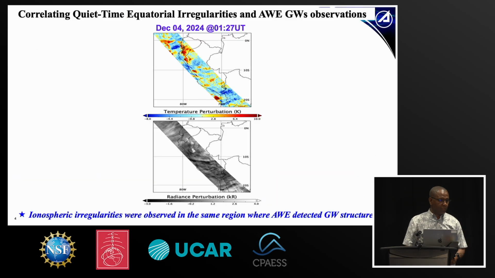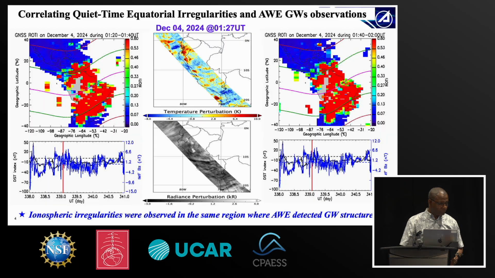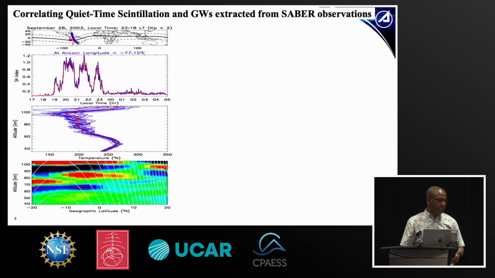So that's a thing. We also looked at a correlation with GOLD measurement in the middle. The top one in the middle is the temperature, and the bottom in the middle is the radiance. You can see the gravity wave structure over the American sector. At the same time, ROTI is highlighted significantly. The left is before the GOLD measurement, and the right one is after the GOLD measurement. In both cases, you can see a lot of irregularity going on. I didn't show drift here because we didn't have one there, but there are cases.